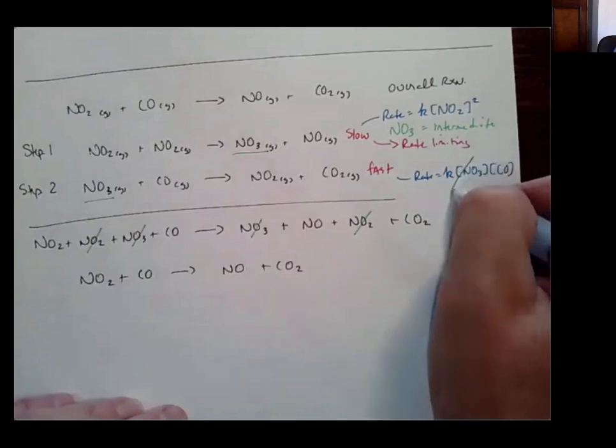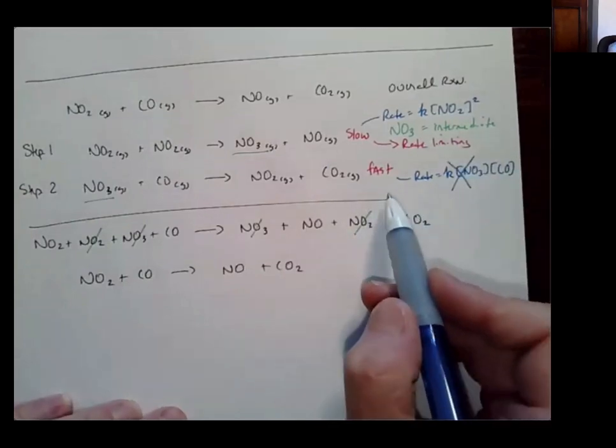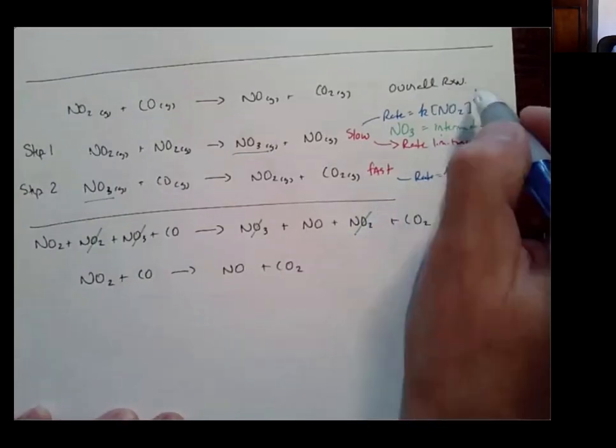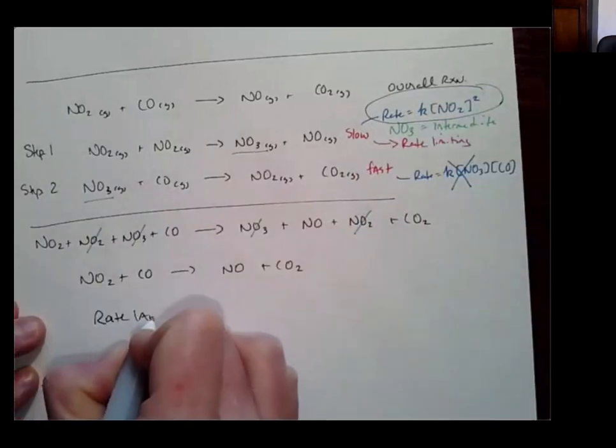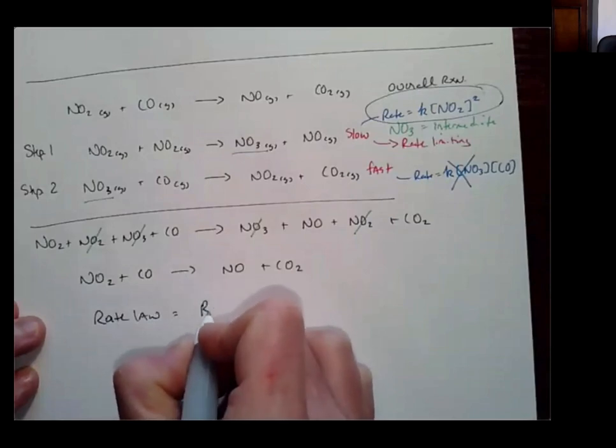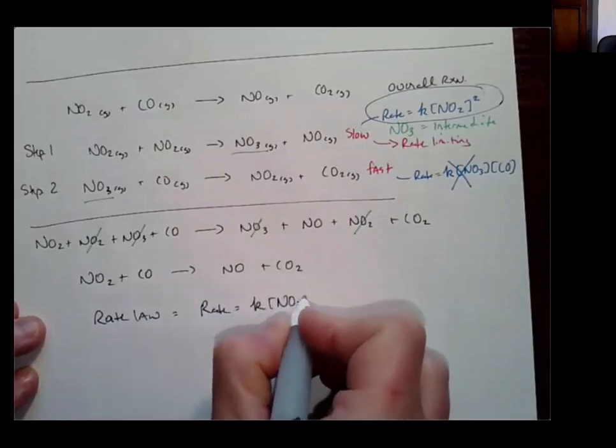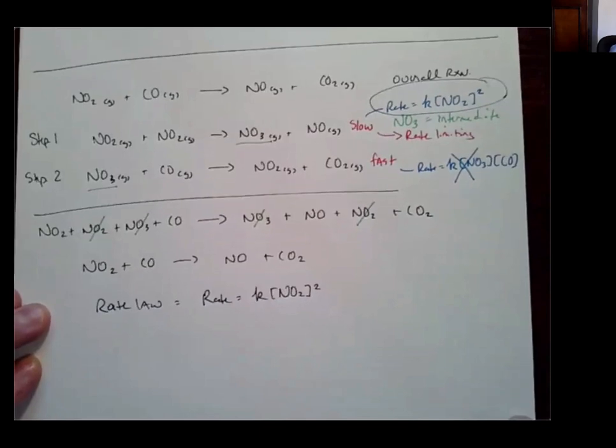But this doesn't matter because this is fast. This is not going to control the rate of the reaction. This is the only step that's controlling the rate of the reaction. So my overall rate law for this equation is rate equal K NO2 to the second. So second order in NO2.